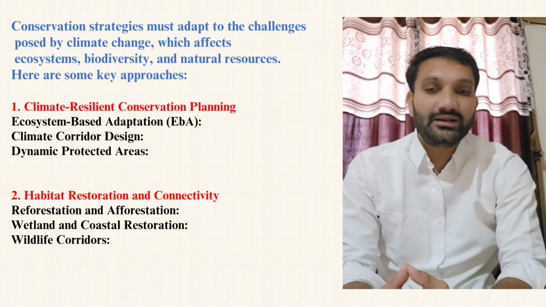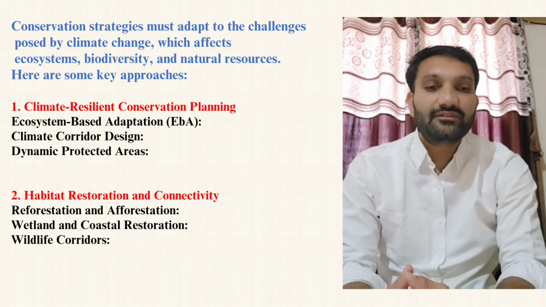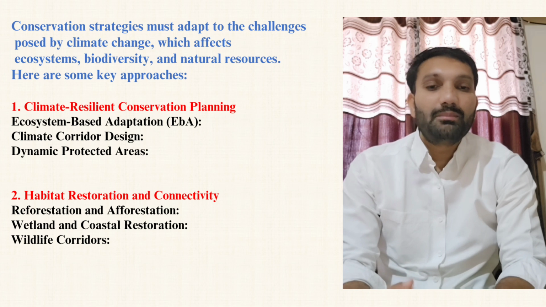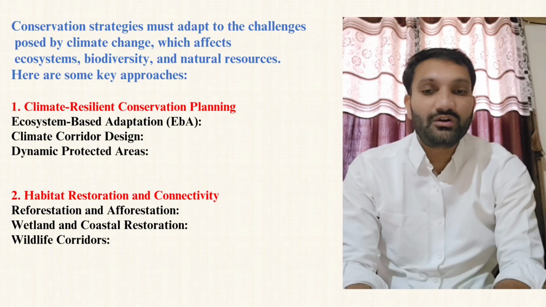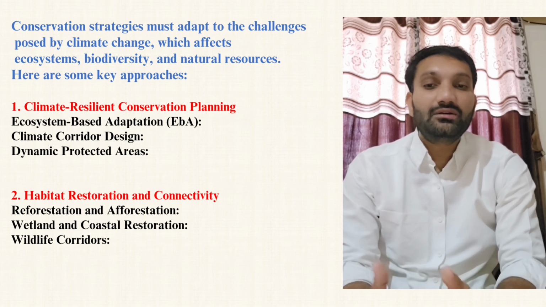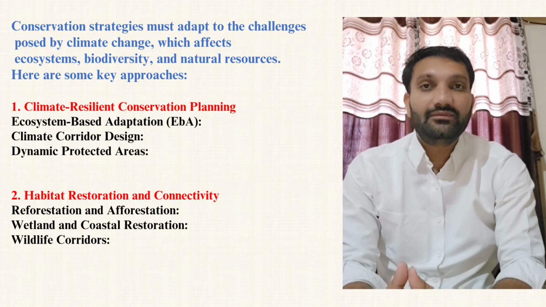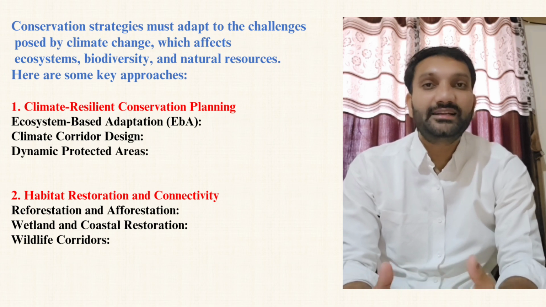So again, next point comes here: wetland and coastal restoration. Restoring mangroves, coral reefs, and salt marshes to buffer against sea level rise and storms. So mangroves, coral reefs and salt marshes are present on the boundaries of an ecosystem. So these protect that particular ecosystem against the sea level rise and natural disasters like storms. Next, that is wildlife corridors, linking fragmented habitats to allow species movement and genetic diversity.